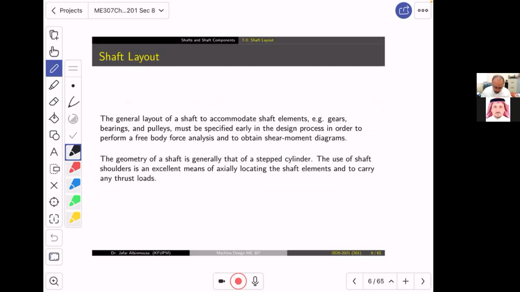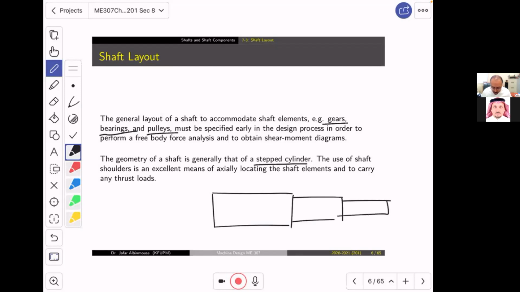For example, we can put gears, bearings, pulleys, and others. And in general, we usually have a stepped cylinder design for the shaft. That's why shafts are usually like this. You may ask questions why and why not, then we'll talk about it later. But usually there are steps for the shaft.